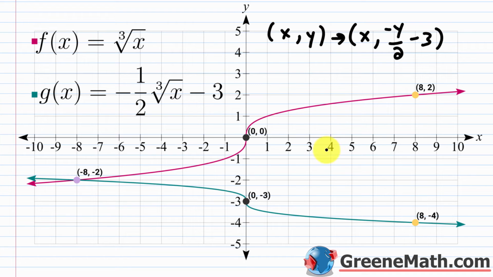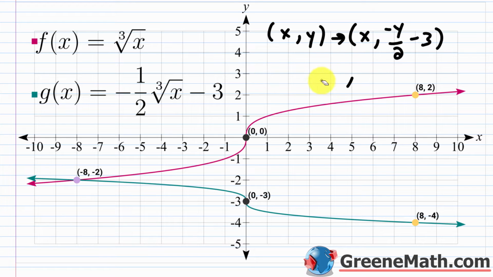And so you could just pick something like, let's say, this 0, 0. So if you had 0, 0, what is that going to go to? Well, the x is the same, still going to be 0. The y value is, you plug it in right there. So the negative of 0 is still 0. 0 divided by 2 is 0. Then you subtract away 3, you get negative 3. So this 0, 0, that's going to go to 0, negative 3.